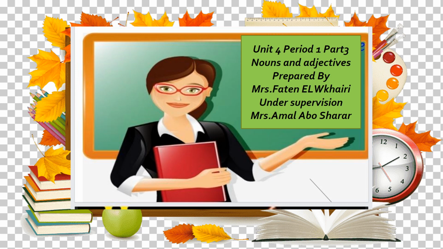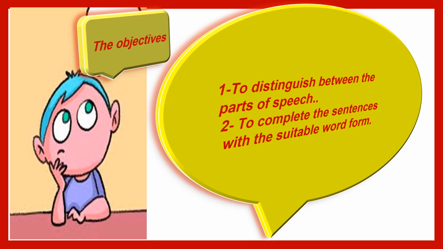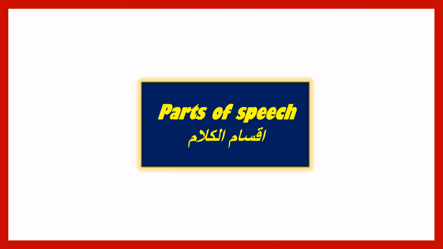Today we are going to continue period 1 in unit 4, part 3, nouns and adjectives. Let's start with the objectives of our lesson today. The students are expected, number 1, to distinguish between the parts of speech. Number 2, to complete the sentences with a suitable word form. Our lesson today is very important. We are going to talk about parts of speech in English.